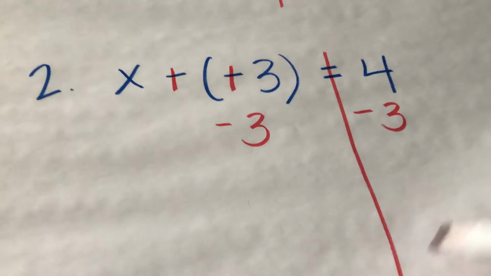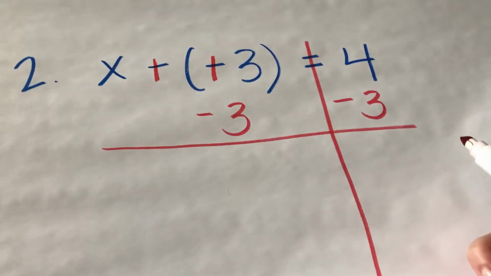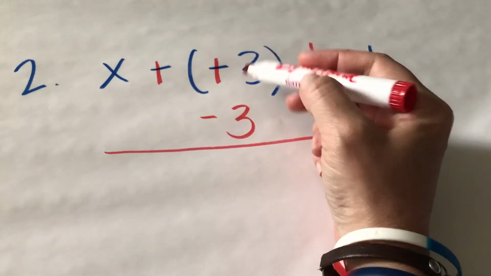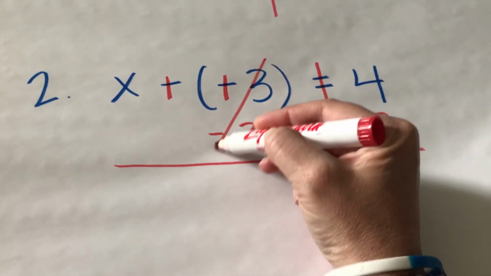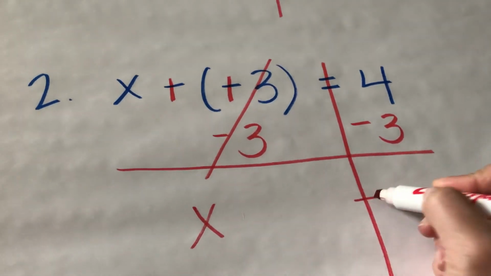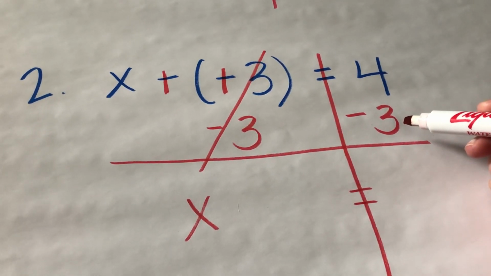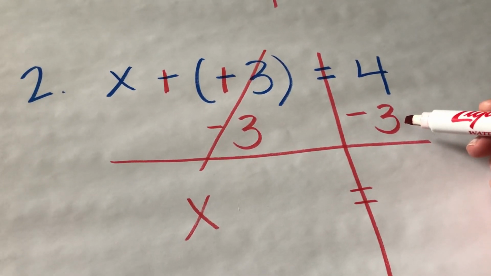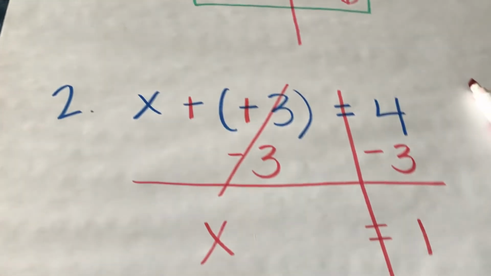So I'm going to draw my lines. And then add everything on the left side, +3 and -3. They're additive inverses combined to give you 0. Those are gone. You've got x isolated on the left. And then on the right, +4 and -3. Signs are different. Subtract, take the sign of the greater number. That would be +1.